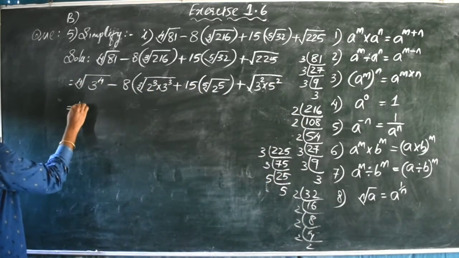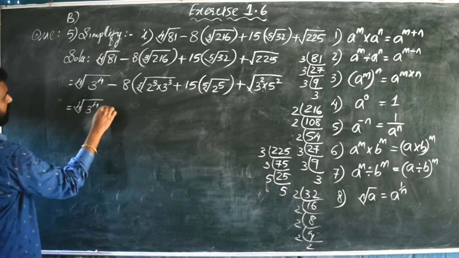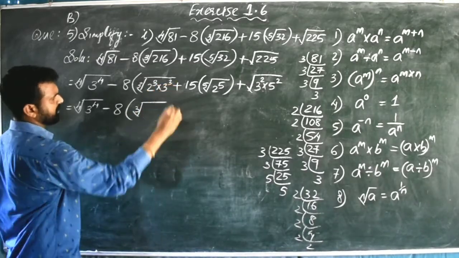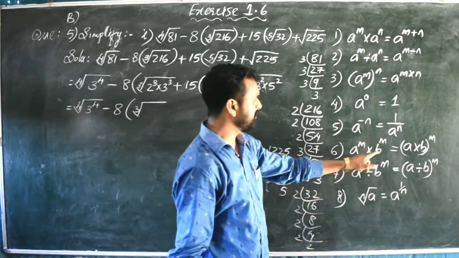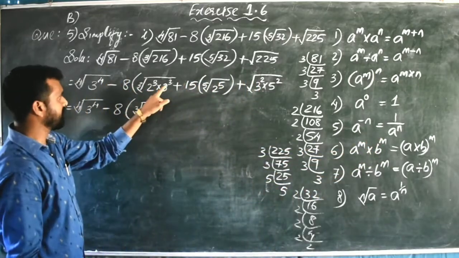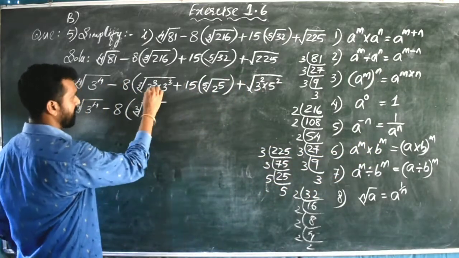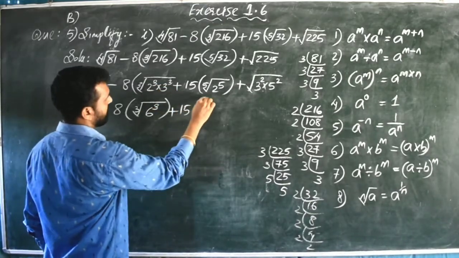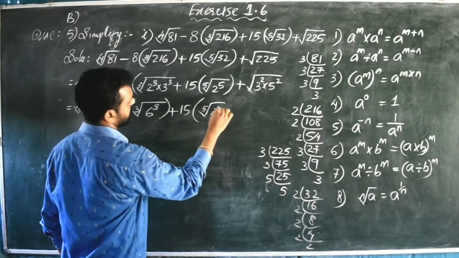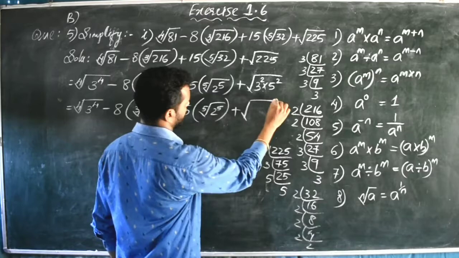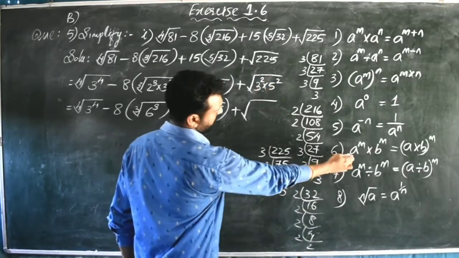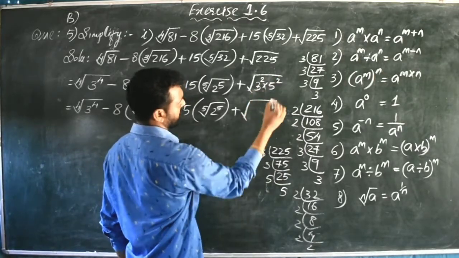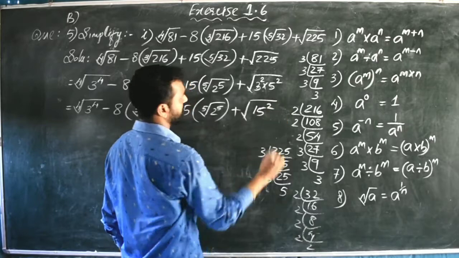That is equal to fourth root of 3 raised to 4 minus 8 into cube root of 2 raised to 3 into 3 raised to 3. It is of the form a raised to m into b raised to m. Powers are equal. So we will multiply the base. 2 3s are 6 raised to 3 plus 15 into fifth root of 2 raised to 5 plus here also square root of 3 raised to 2 into 5 raised to 2. It is of the form a raised to m into b raised to m, a into b the whole raised to m. A into b. 3 5s are 15 raised to 2.